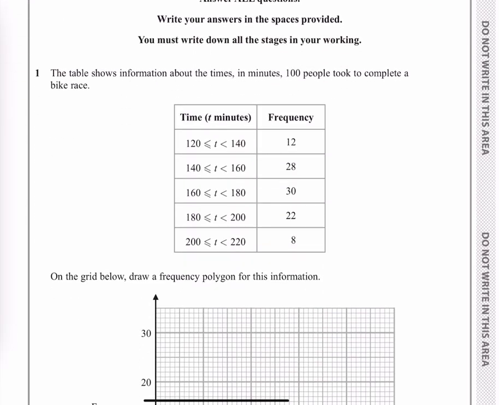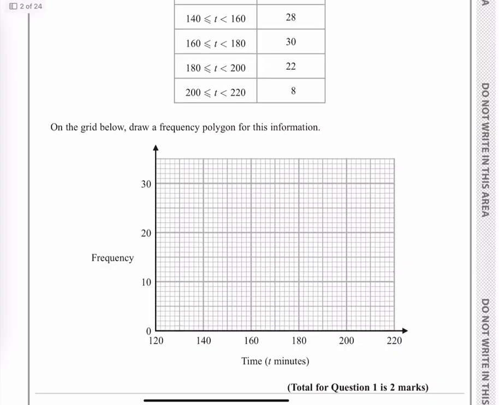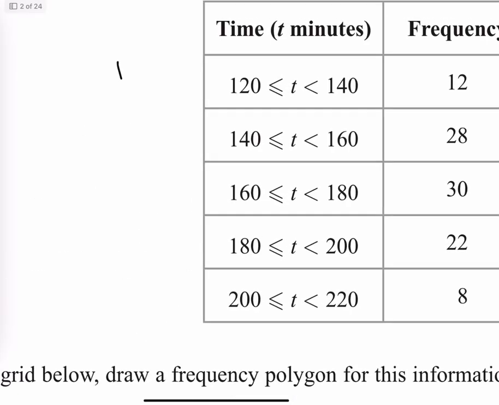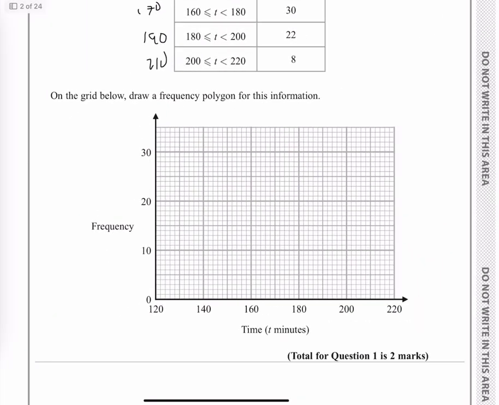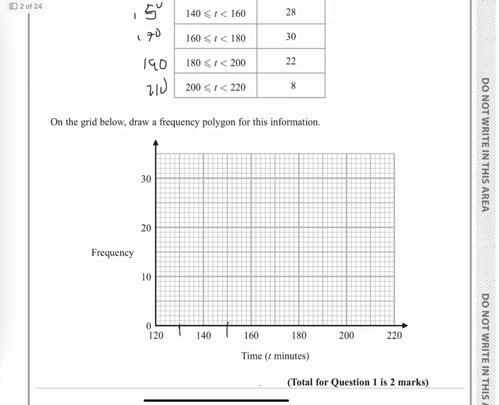Right, statistics is our favourite way to start a paper. So for the frequency polygon, we always plot in the middle of the width. So you plot at 130, 150, 170, 190 and 210. All the class widths are the same width, that's good. So we'll plot here, here, here, here, and here.